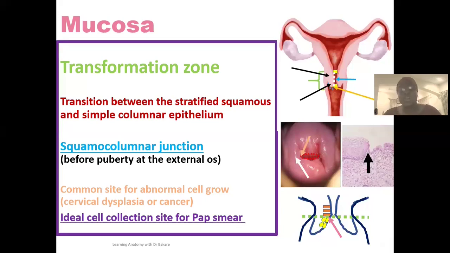So this is the basics of the mucosal lining of the cervix. And we try to relate it to the different subregions of the cervix.